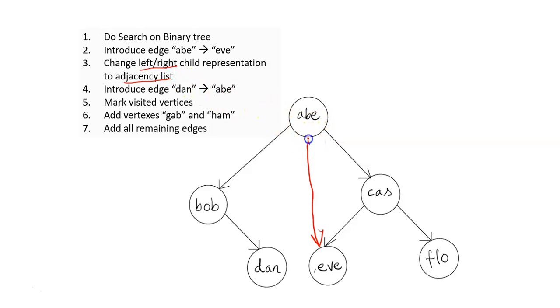On introducing this edge, we don't really have an option because this is no longer a binary tree. We cannot represent all of these edges if we want to use the left child, right child representation. So we have to use some other representation for our edges, and we are going to use the adjacency list representation.